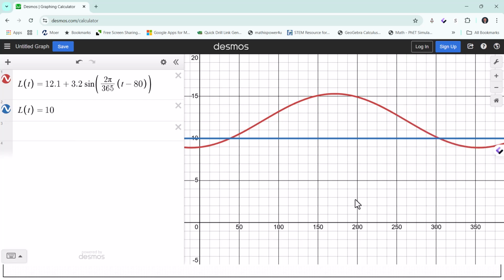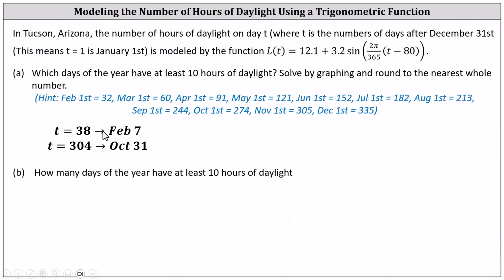For the next step, we'll determine the t values of the points of intersection, and then we'll figure out which days of the year these correspond to. By clicking on the points of intersection, the ordered pairs appear. Rounding to the nearest whole number, we have t equals 38 and t equals 304. t equals 38 corresponds to February 7th. t equals 304 corresponds to October 31st.